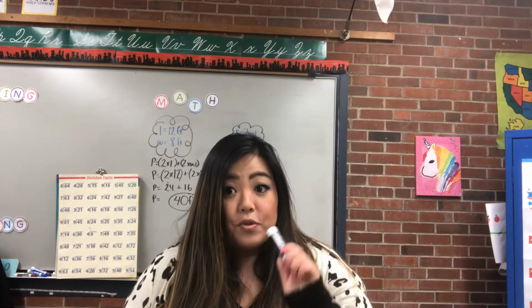Thing to remember, there's 4 sides and they're all equal. And that's what S stands for. P, perimeter, equals 4 times S, where S means side. Okay.